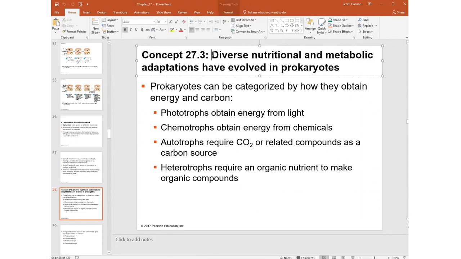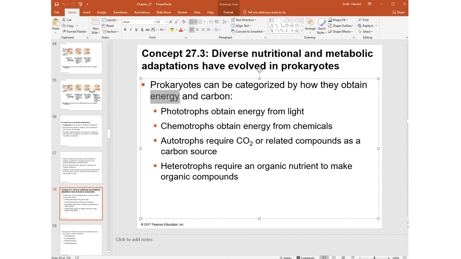Now we can look at diverse nutritional and metabolic adaptations, in other words, a wide variety of nutritional and metabolic adaptations that take place in prokaryotes. Prokaryotes can be categorized by the way they obtain energy and the way they obtain carbon. For example, phototrophs. Remember, troph means feeding, and photo means light, so they obtain energy from light. Chemotrophs, chemo means chemicals, so chemotrophs get their energy from chemicals.